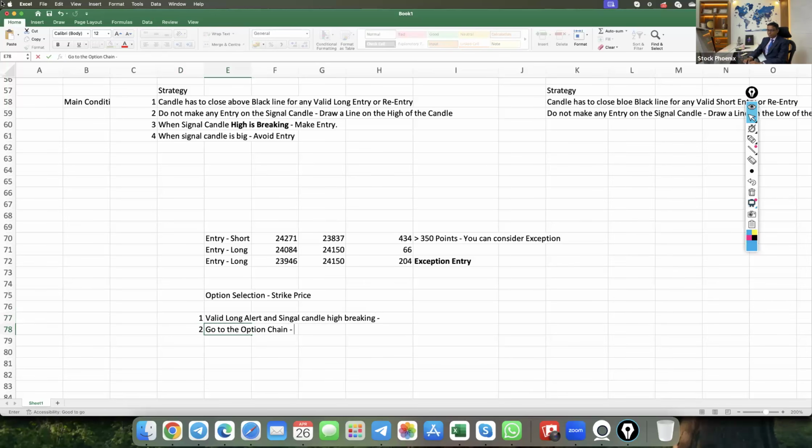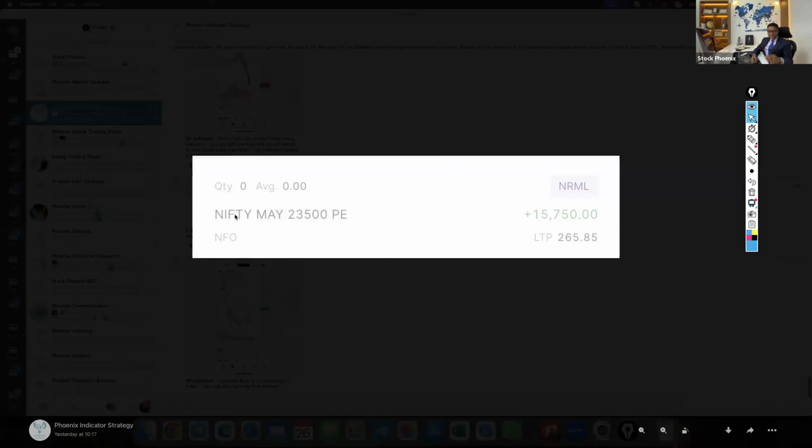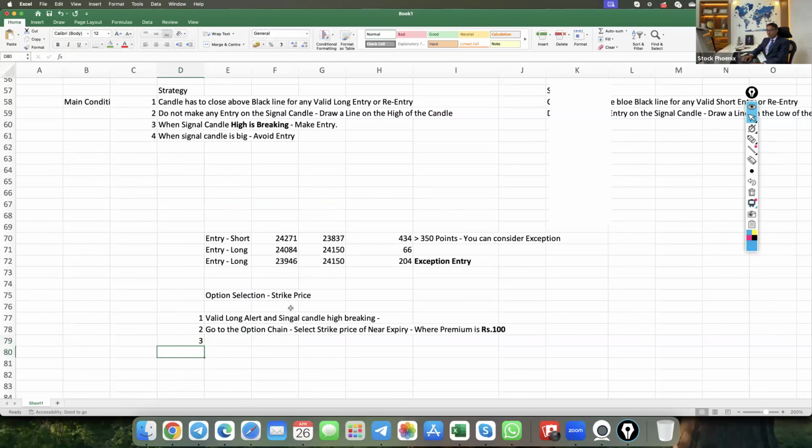Go to the option chain. Select a strike price of near expiry where the premium is ₹100. This is one strategy of what to be done. Now, if you could see my entry, I've taken month-end expiry. I'm doing a different style. You can use the current week expiry, or to be safer, you can also use next week expiry.